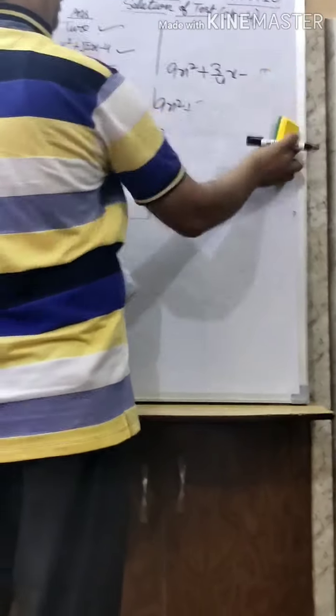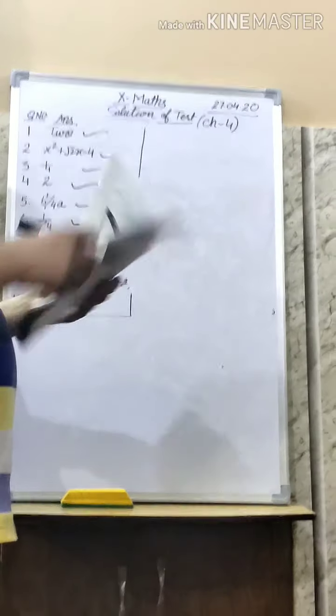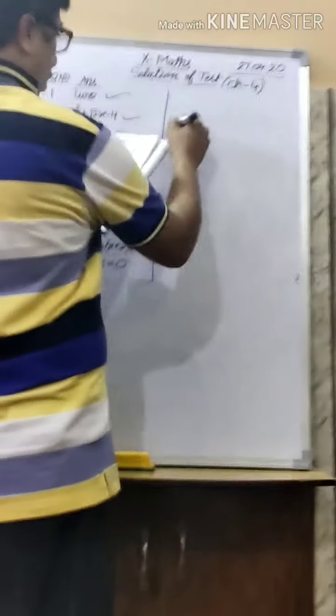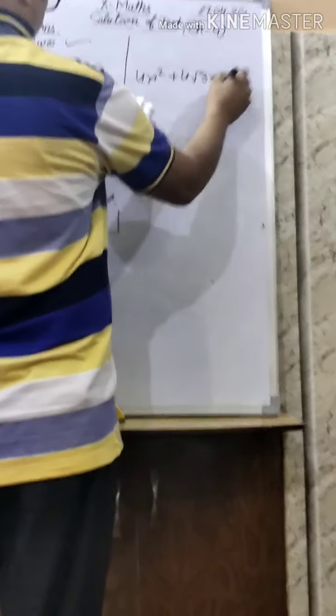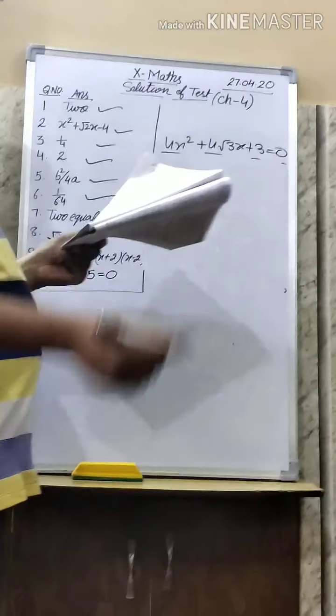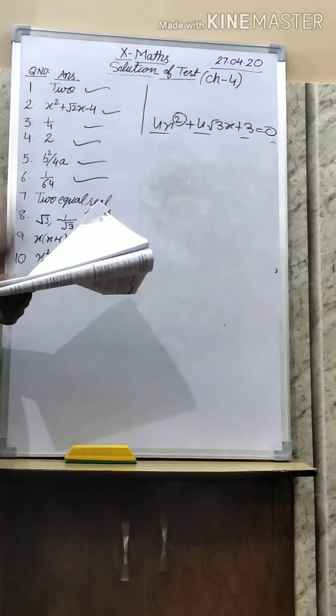The seventh question was, what is it asking? In the 7th question, he is saying the quadratic equation 4x square plus 4 root 3x plus 3 is equal to 0 has, this quadratic equation has two distinct real roots, two equal real roots, no real roots, or more than two real roots. More than two real roots is impossible, because this is a quadratic. Now he is asking about the nature of roots.